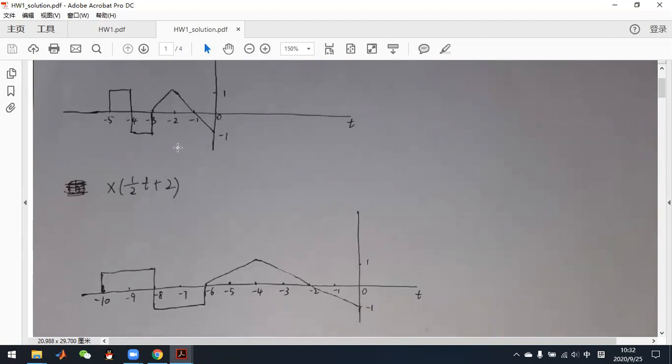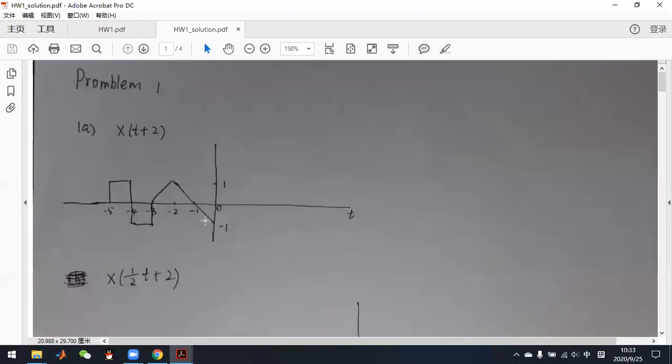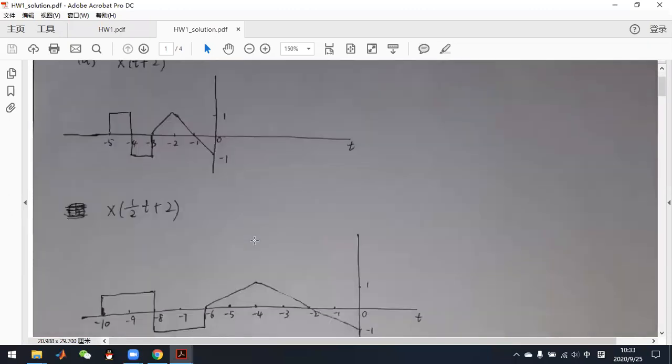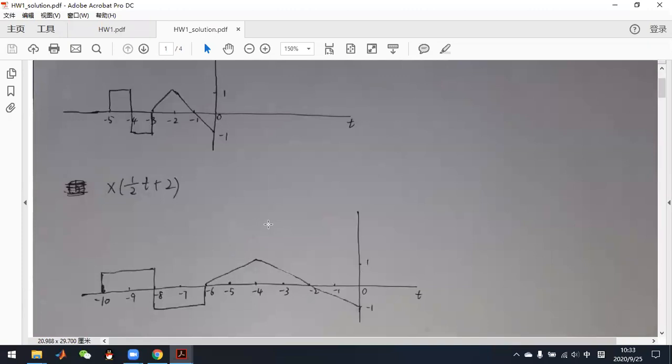So we can see that for this signal, the non-zero values are from minus 5 to 0, and for the new signal, the non-zero values are from minus 10 to 0. So this is problem A.